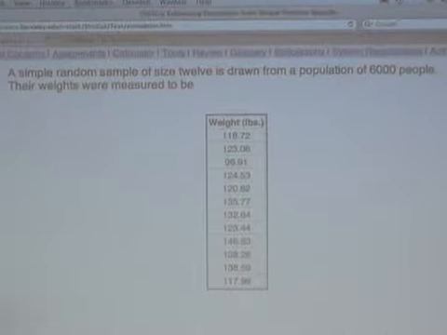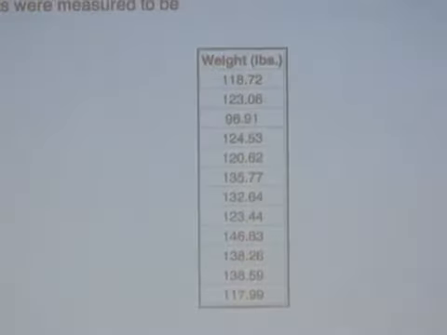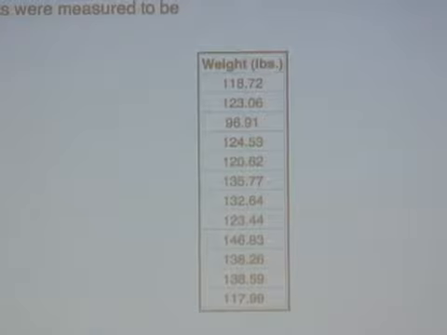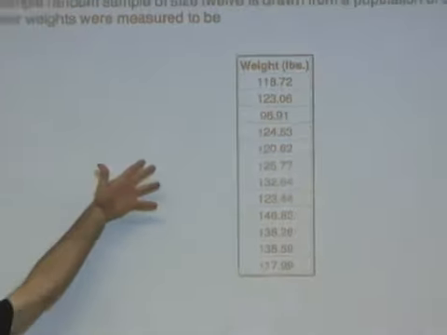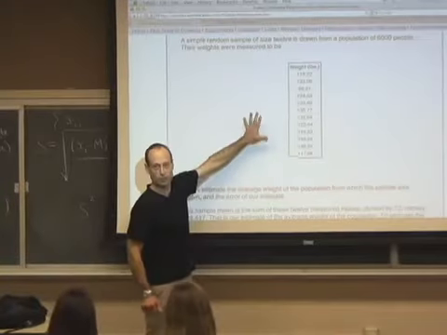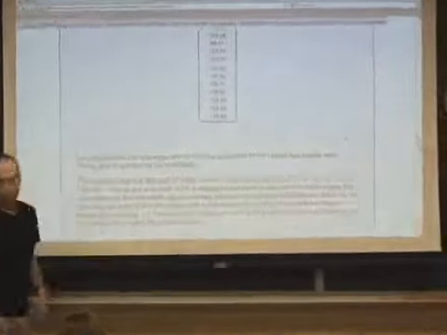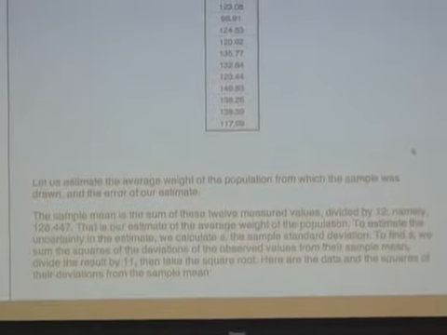All right, so here is a sample of 12 weights drawn from that box. And what we want to do is estimate the average weight of the population and estimate the error of our estimate. Okay, so our estimate of the average weight of the population would be the sample mean, right? This is our sample. The sample mean is an unbiased estimate of the population mean. So adding these 12 numbers together and dividing by 12 is the sample mean. And if we do that, the answer is 128.447. So that's our estimate. But we know that our estimate is not likely to be exactly right. It's going to be off by something.